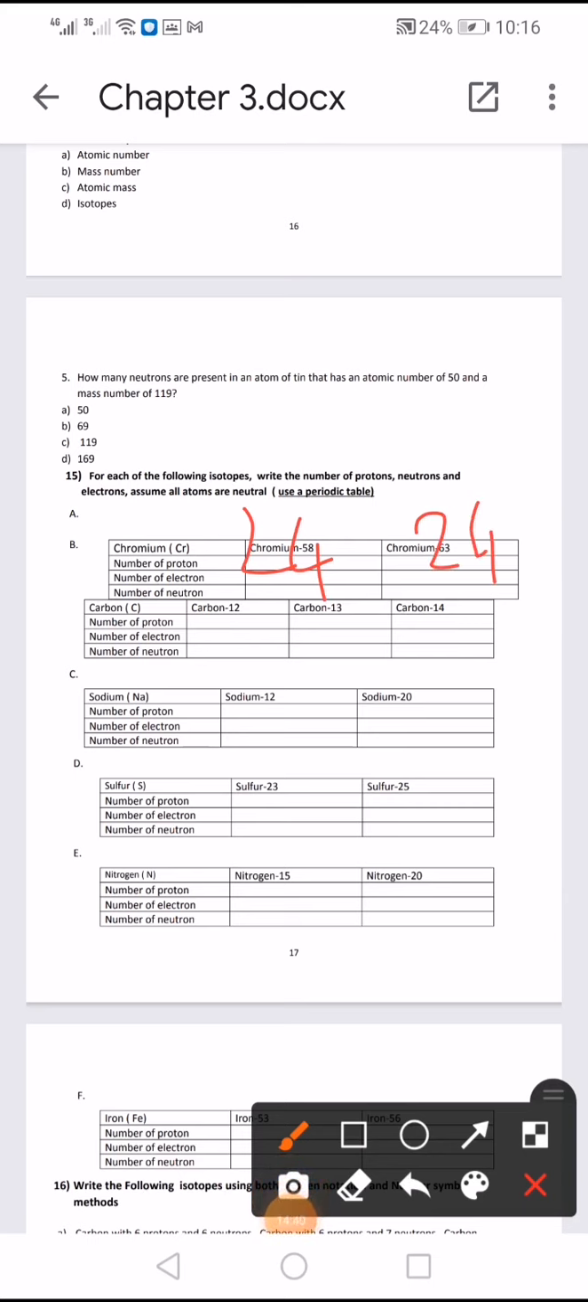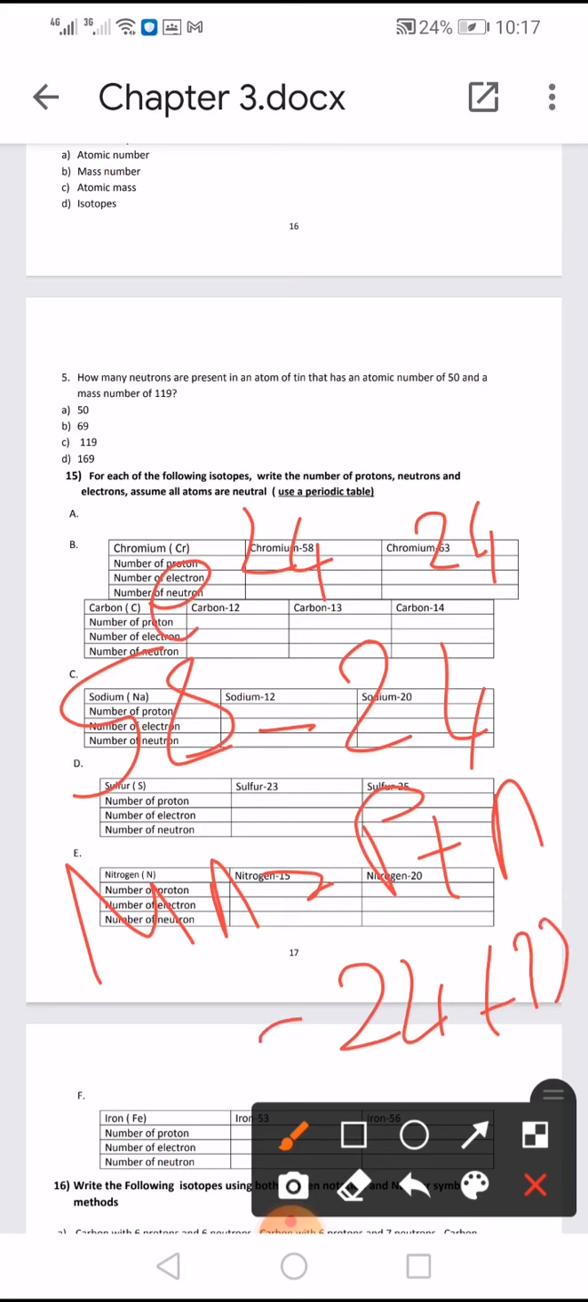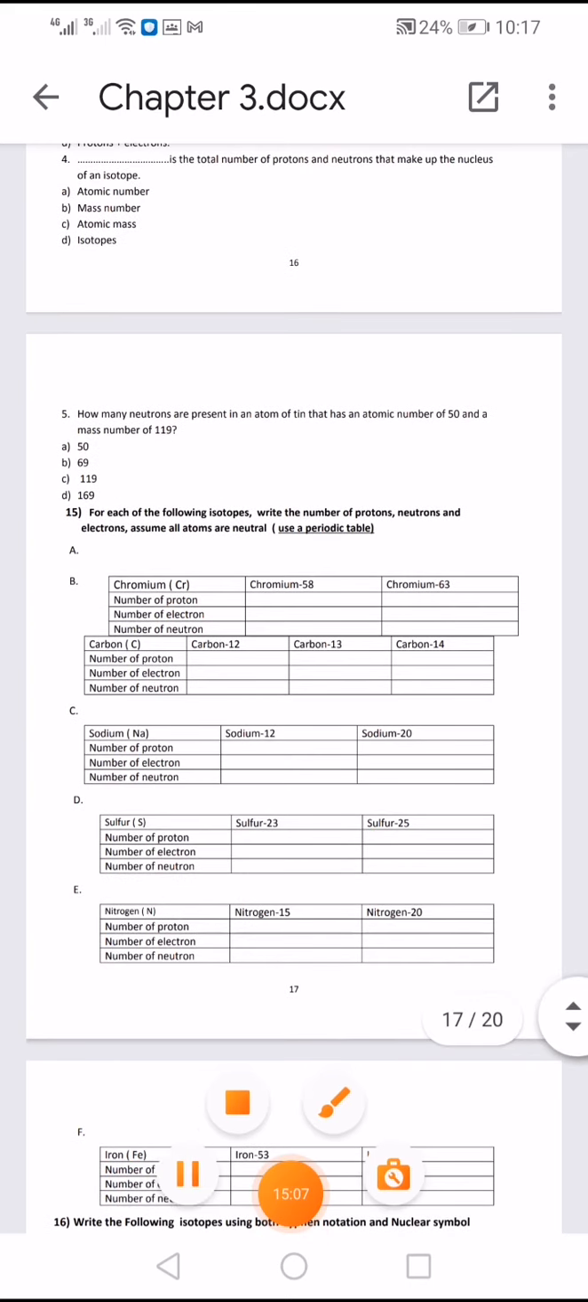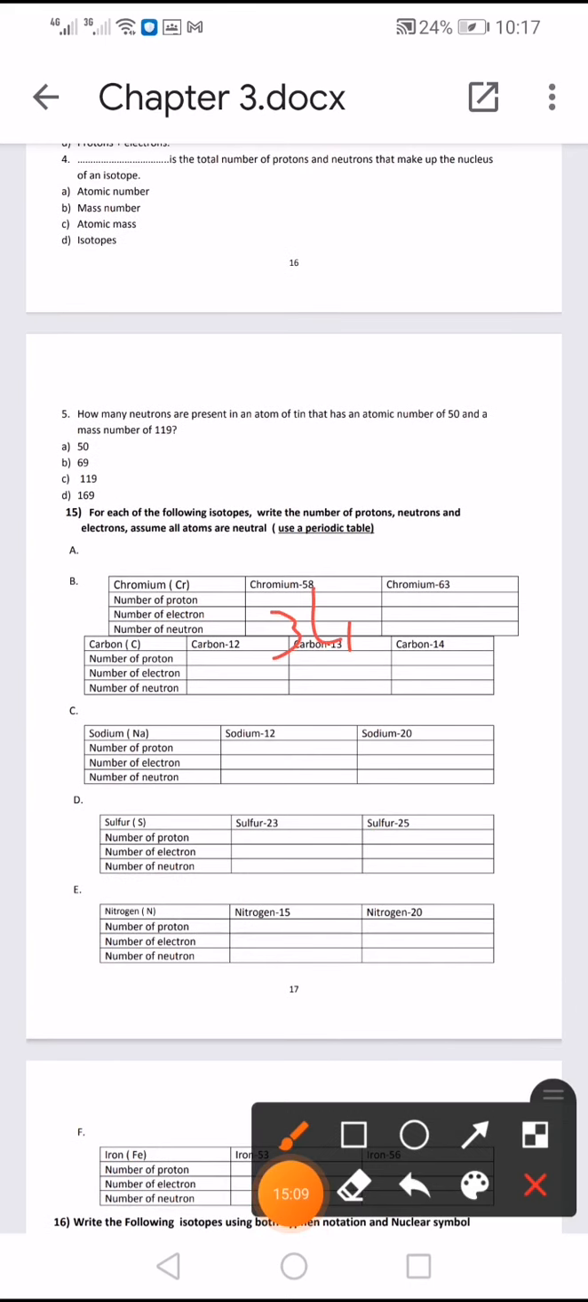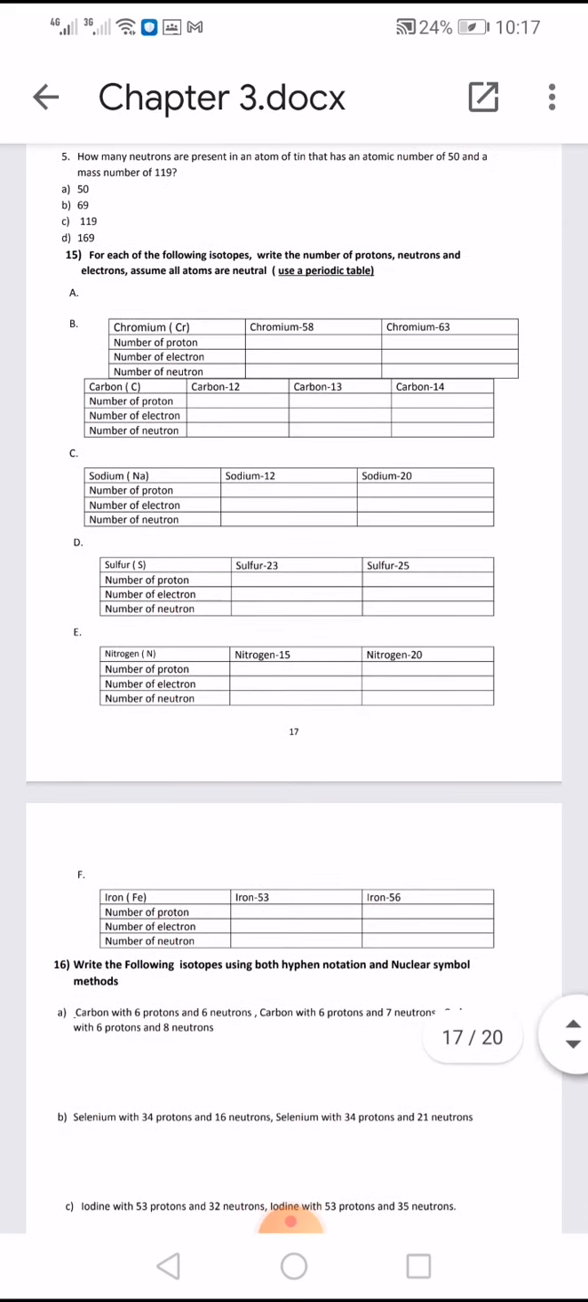In protons and electrons. What about neutrons? To get the number of neutrons we should subtract 58 minus 24, as mass number equals protons plus neutrons. Protons are 24, and the mass number is 58. To get the neutrons, we subtract 58 minus 24. The answer will be 34 here, and 39 here. The rest of the page is the same as chromium.